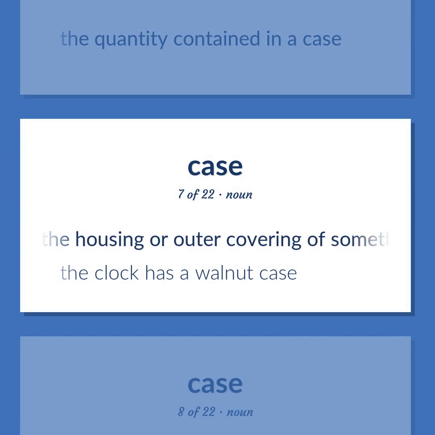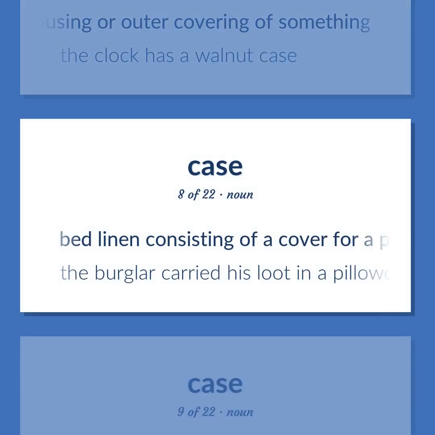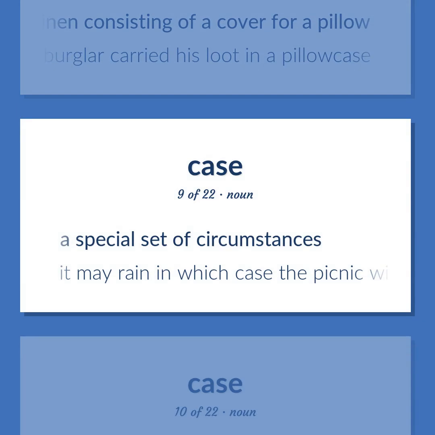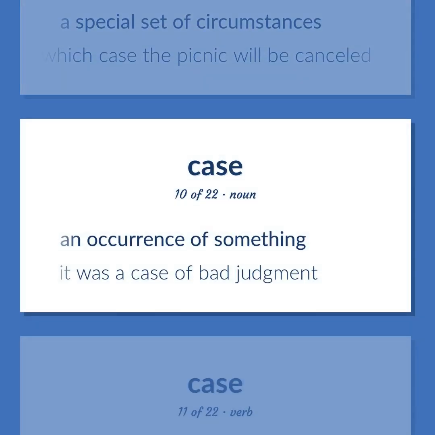The housing or outer covering of something. The clock has a walnut case. Bed linen consisting of a cover for a pillow. The burglar carried his loot in a pillowcase. A special set of circumstances. It may rain, in which case the picnic will be cancelled. An occurrence of something. It was a case of bad judgment.